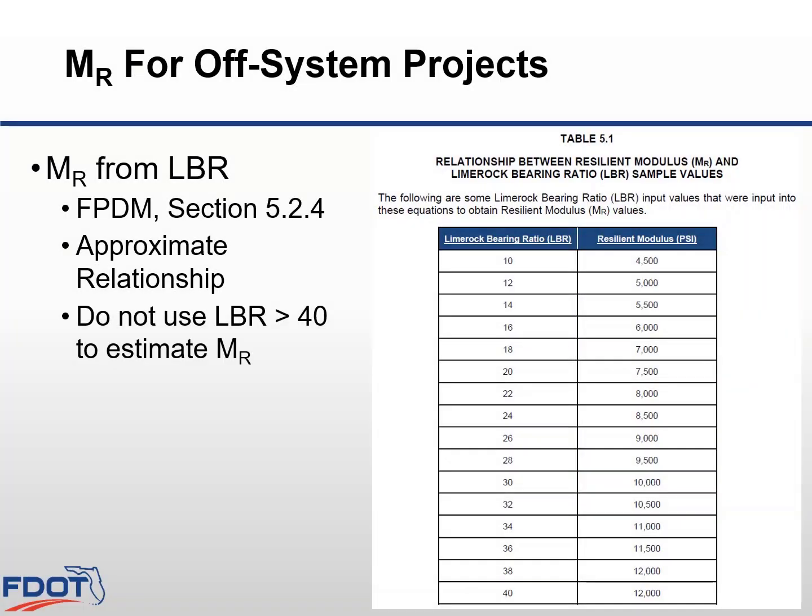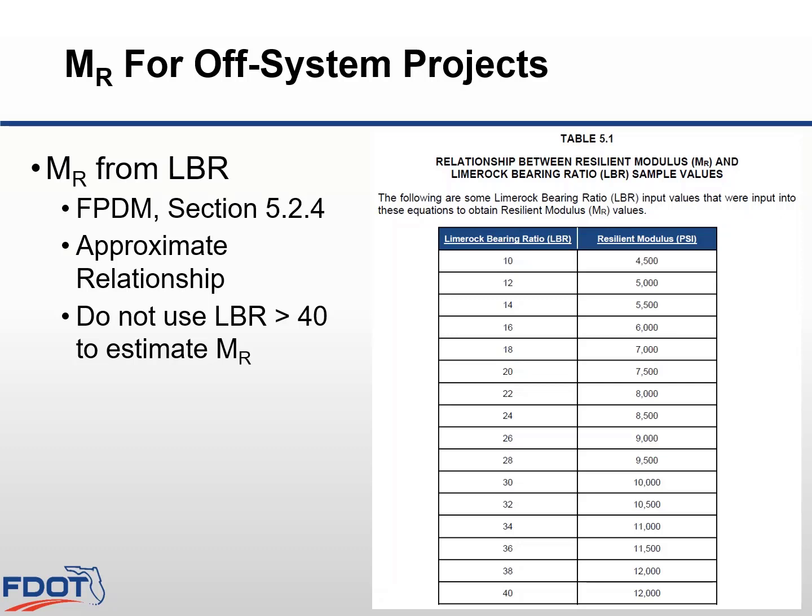One side note about our resilient modulus section in Chapter 5 of the Flexible Manual. Section 5.2.4 discusses a way of obtaining a resilient modulus value from a design LBR value. This section in the manual is really intended for use on off-system projects where lab resilient modulus testing is not possible. The FDOT State Materials Office is the only location in the state of Florida that can run the resilient modulus lab test, and due to the workload for our on-system projects, we just simply don't have the capacity to also run lab tests for off-system projects.